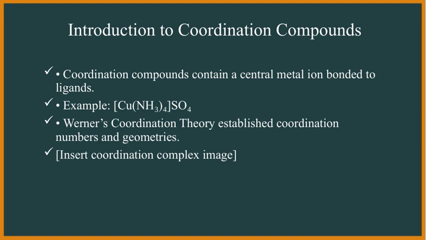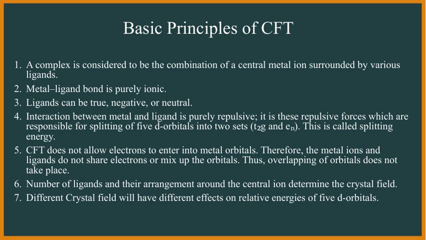Let's now look at the basic principles of crystal field theory. A complex is essentially a central metal ion surrounded by various ligands. Think of it as the metal at the center with these molecules or ions attached around it. In CFT, the bond between the metal and the ligands is considered purely ionic, meaning it's mainly electrostatic attraction rather than covalent sharing of electrons. Ligands themselves can be negative, neutral, or sometimes true donors, depending on their nature.